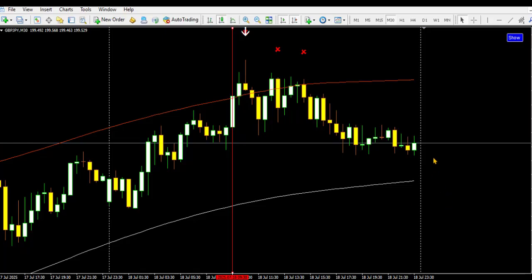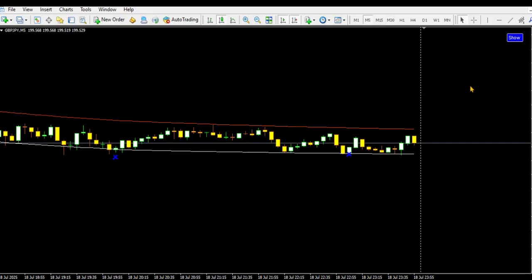So here on the 30-minute time frame, we have this arrow showing on our chart, this white arrow. And what I'm going to do is go back to the 1 minute time frame to see this particular arrow. But I'm going to demarcate where we have the signal on 30 minutes.